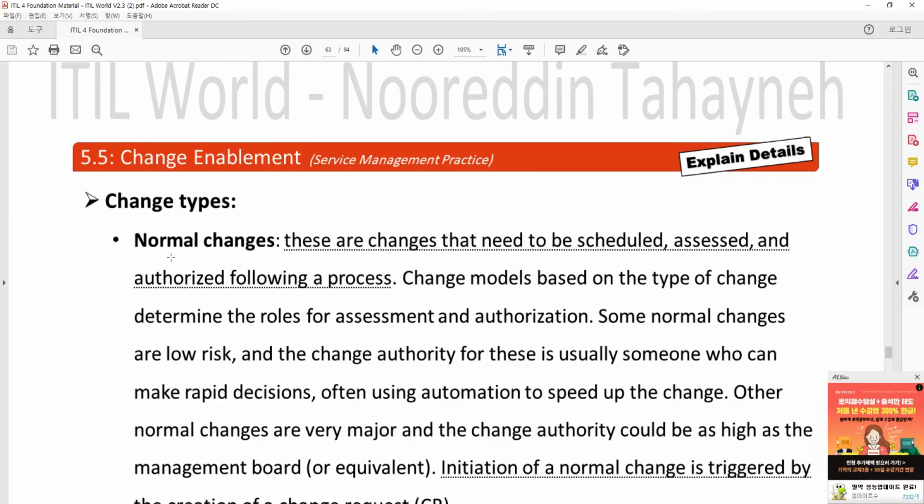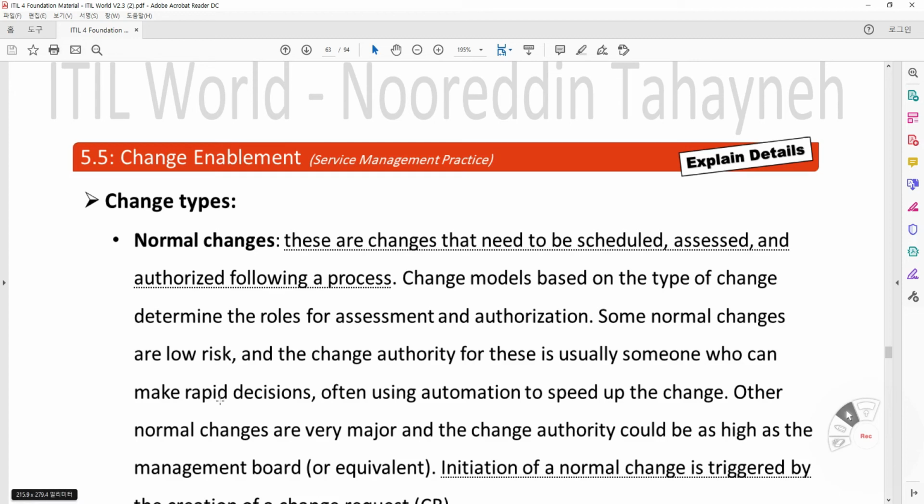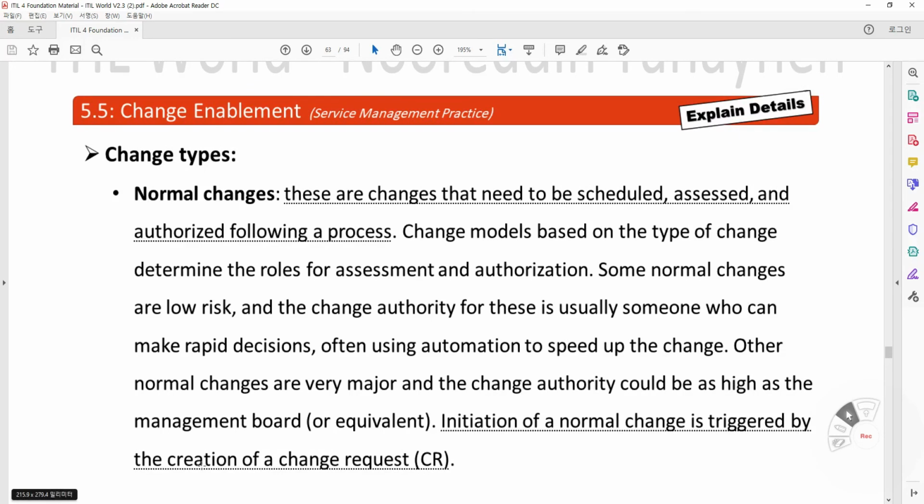Change types: normal changes. These are changes that need to be scheduled, assessed, and authorized following processes. Change models based on the type of change determine the roles for assessment and authorization. Some normal changes are low risk, and the change authority for these is usually someone who can make rapid decisions, often using automation to speed up the change. Other normal changes are very major, and the change authority could be as high as the management board or equivalent. Initiation of a normal change is triggered by the creation of a change request.